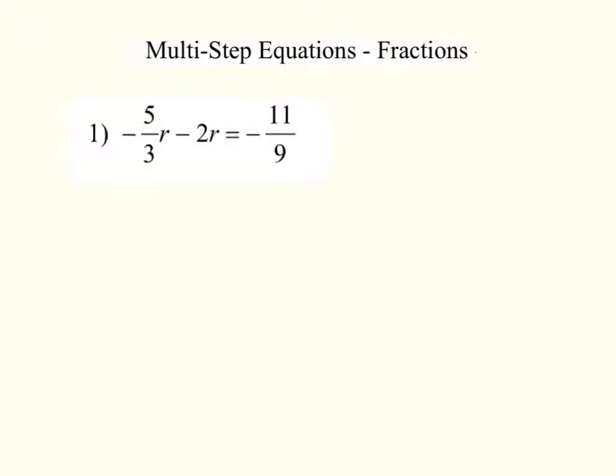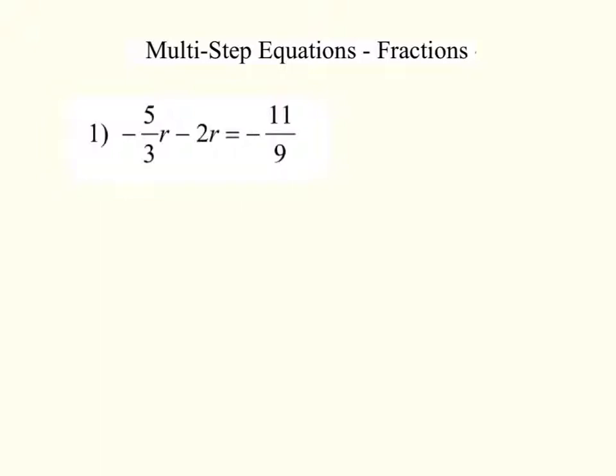Alright, we've solved multi-step equations, and we've solved equations with fractions. And now we're going to do multi-step equations with fractions. Alright, so let's start with this equation. We have negative 5/3 r minus 2r equals negative 11/9.